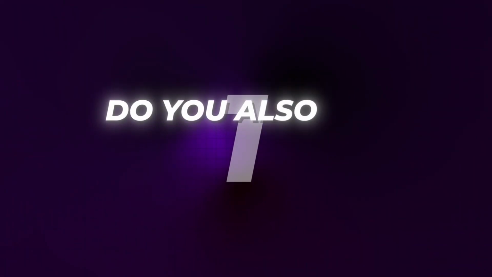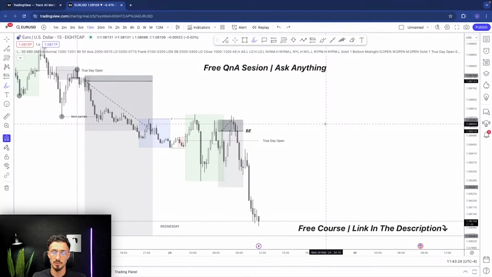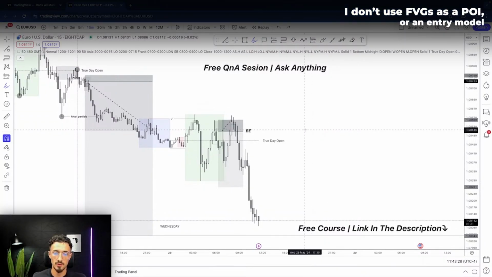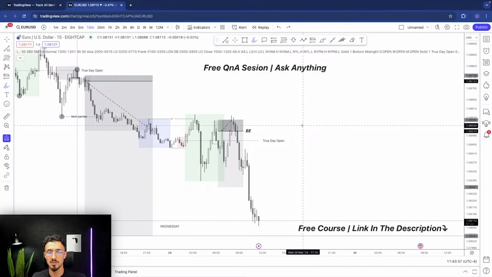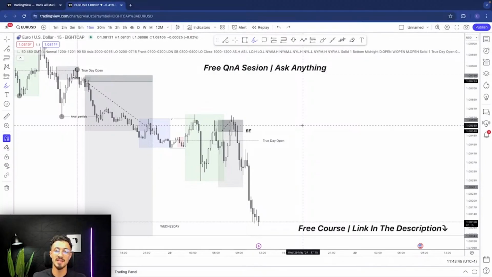Lewis, do you also use fair value gap or just order blocks? Everything should be used within context. To be clear, I don't use fair value gaps as a point of interest or as an entry model or anything of that nature. But I do use fair value gaps to understand that that is where price may want to trade back into, right? So just as a liquidity void, as a potential target for price.